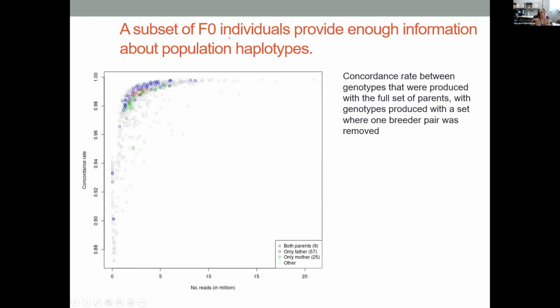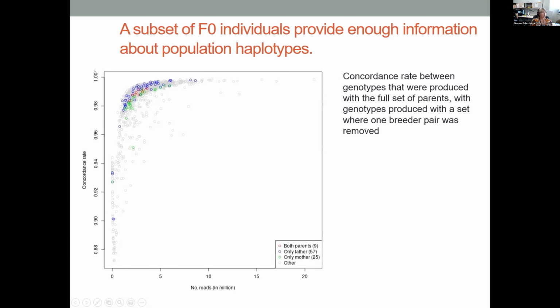As you might remember, we sequenced only a subset of breeders. So the question here was, does this subset represent the haplotypes in the population well enough? In other words, can we use just a subset as a reference to confidently call genotypes in all larvae? And this is the experiment which we did to answer this question. We excluded one of the pairs of the breeders completely, and then called genotypes with and without this pair.